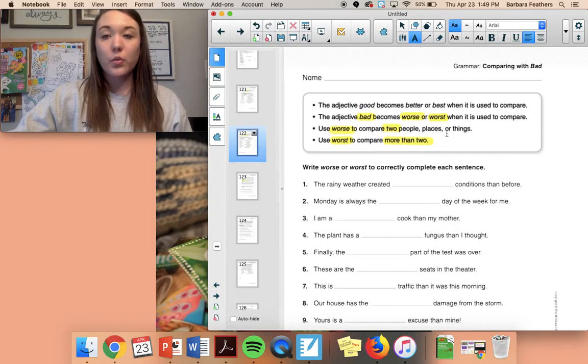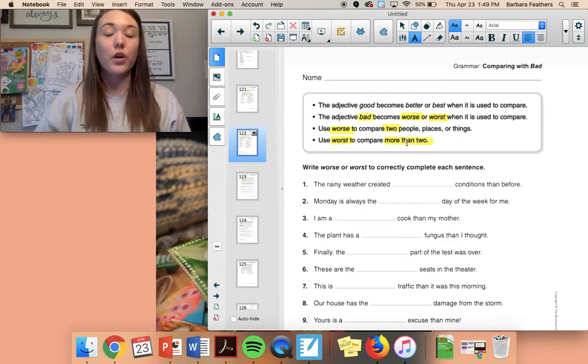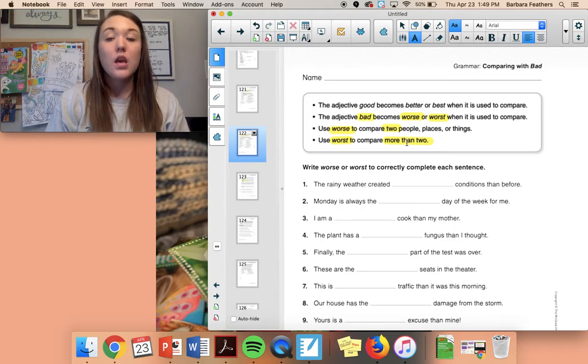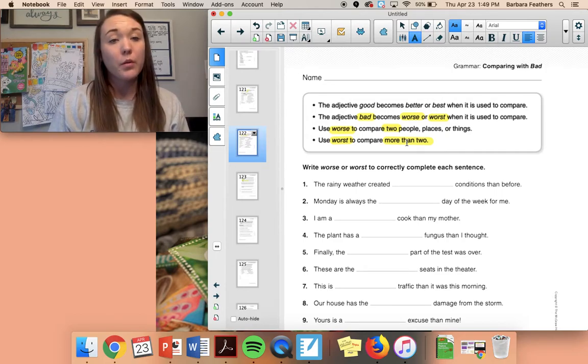Page 122 is doing the same exact thing, except we're looking at the word bad. If you are comparing two things with the word bad, you use worse with an E at the end. If you are comparing more than two, you use worst with a T at the end.